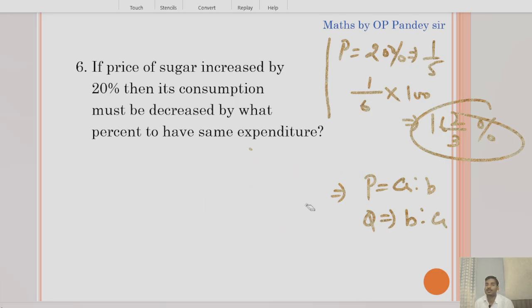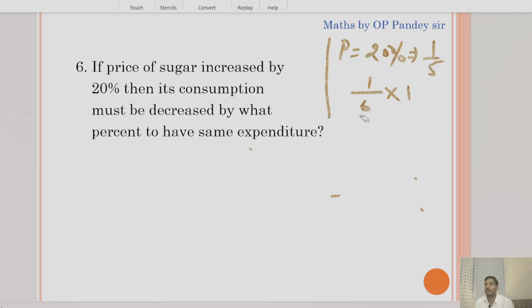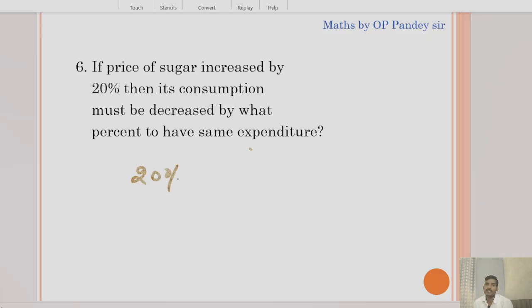This question, you can solve without pen and paper. So please see this. Change 20% into fraction form. 20% is how much? 1 divided by 5. This is the increment value, and this is the original.